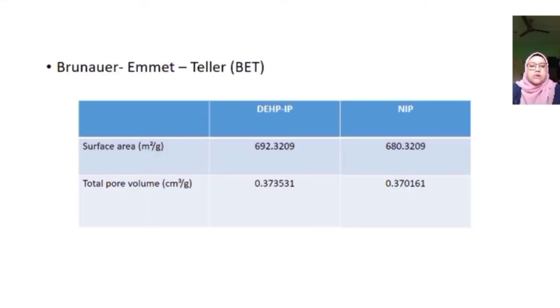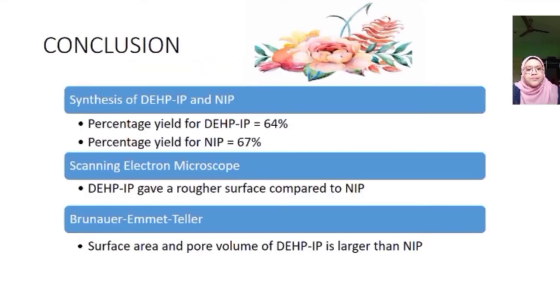From the BET result obtained, the surface area and the total pore volume of DEHP-IP is higher than NIP. This indicates that DEHP-IP has vacancy size and porous surface for absorption of DEHP. BET data can confirm that DEHP-IP is rougher compared to NIP, which indicates that DEHP-IP has higher porosity than NIP.